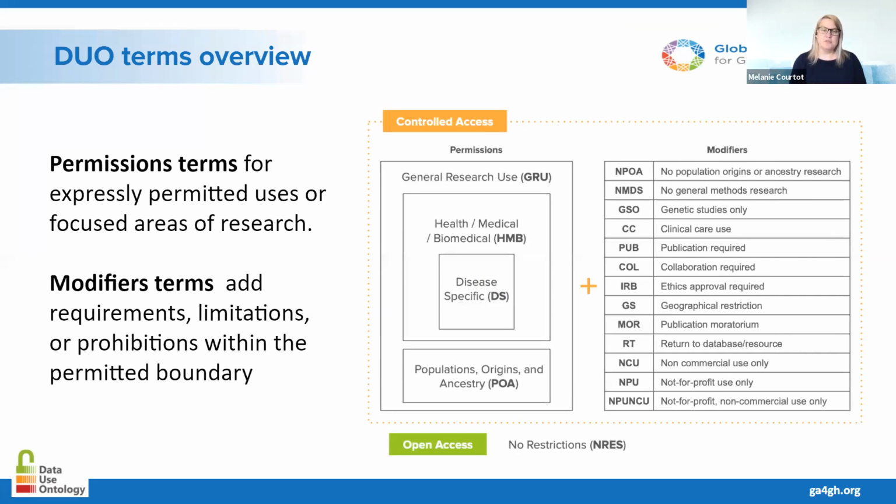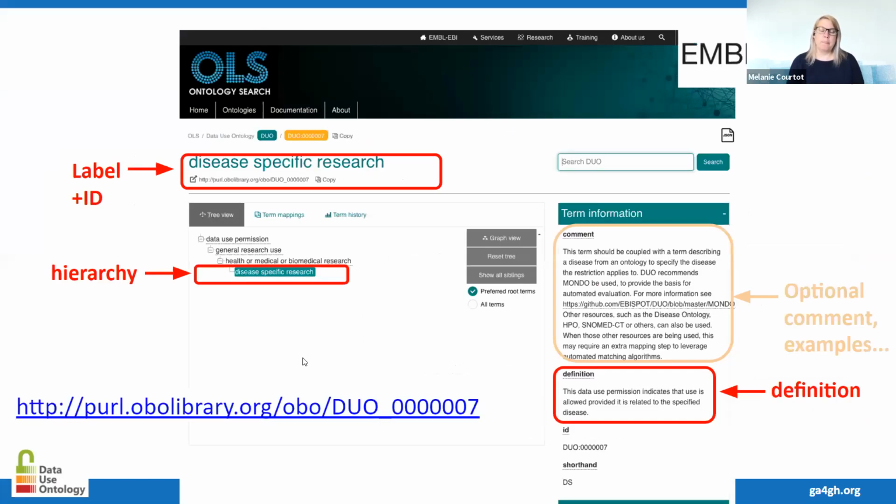On the next slide, I just really wanted to give you a very quick look at what a DUO term looks like. Every term has a label and an ID. So this one is disease-specific research. The ID is a little bit small. It's DUO 000007. All those IDs are resolvable, so they're all URLs. You can click on that link and it will take you to that web page.